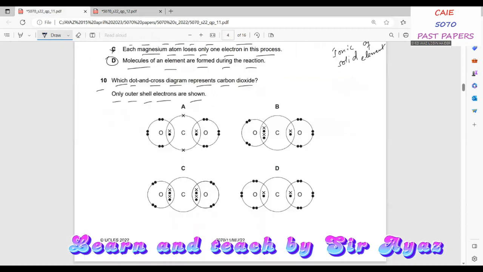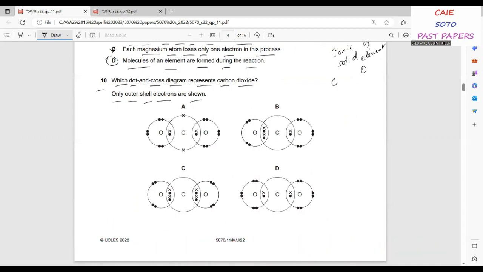So if we predict the formula between these two, what will we get? We will get C with +4 and O with -2, ignoring their charges. So we have 4 and 2. Simplifying these numbers, we'll get 2, 1. These subscripts will be exchanged and we get CO2. So there must be 1 carbon and 2 oxygen atoms. So all the diagrams are showing 1 carbon and 2 oxygen atoms.